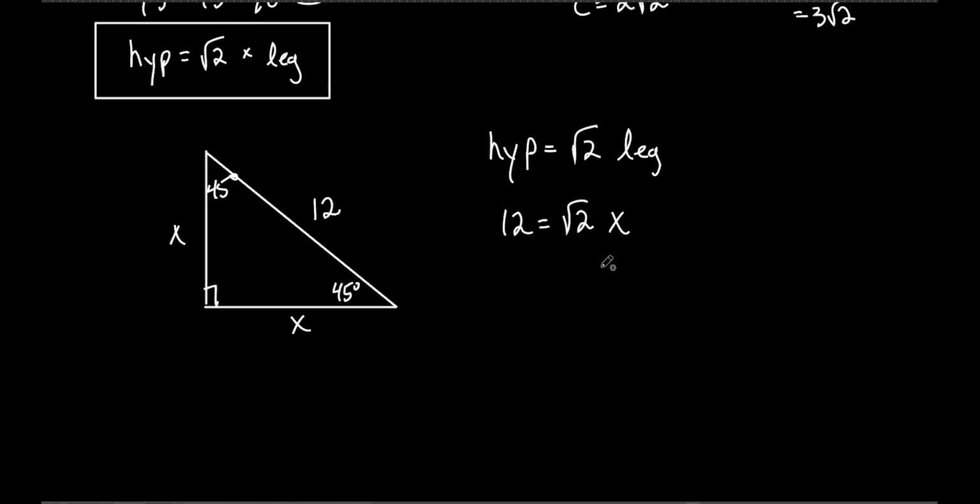Okay, look at the math now. How do I get x by itself? Divided by the square root of 2. So divide this by what? The square root of 2. Does that make sense on why you divide it by the square root of 2?